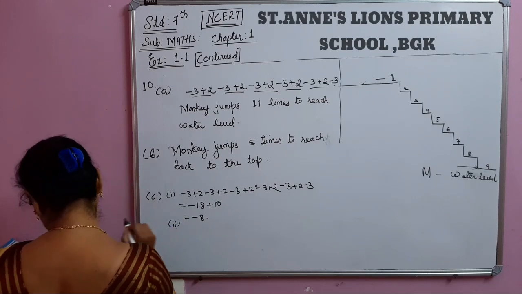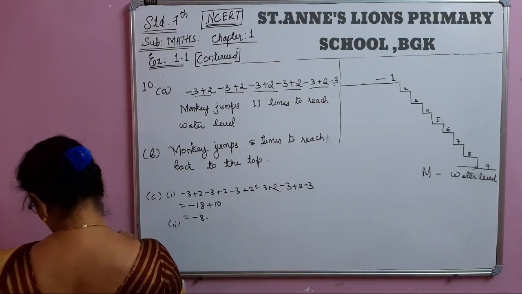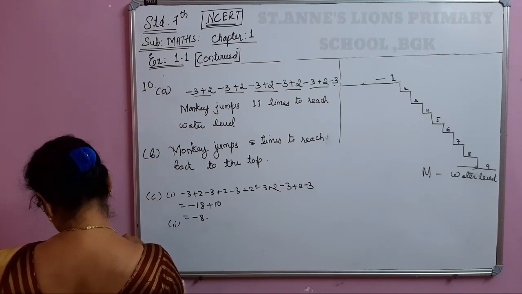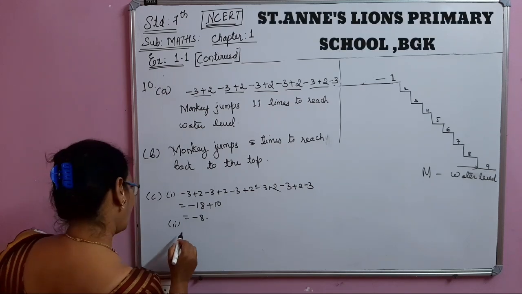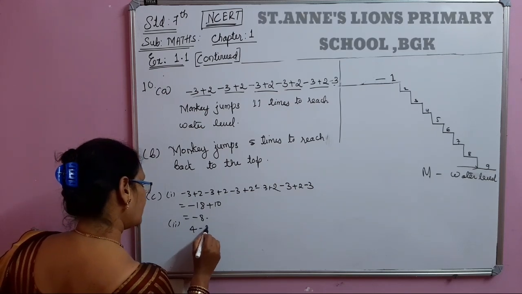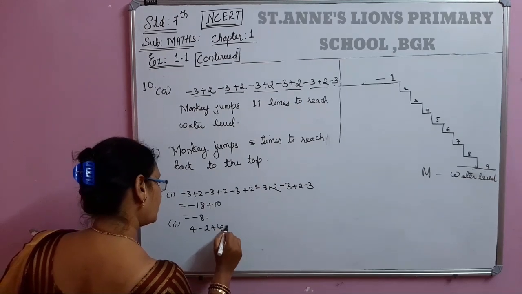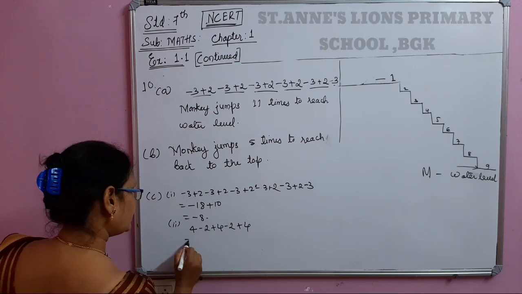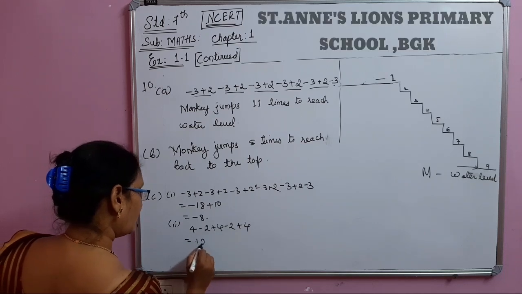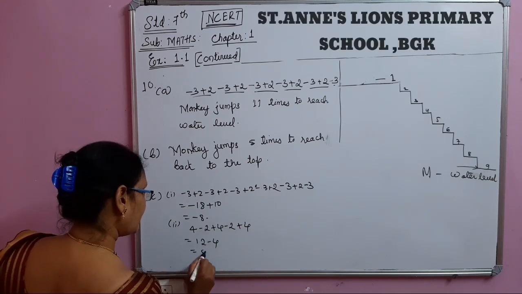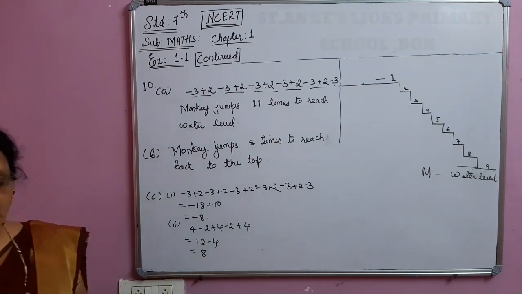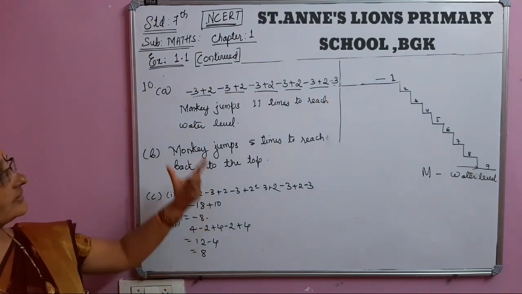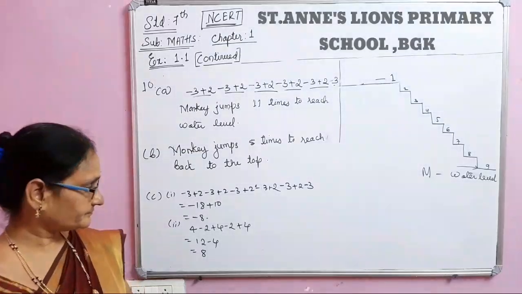Then in the same way we have to do for the next one, that is 4 minus 2 plus 4 minus 2 plus 4. Okay, here this is 12 minus 4, that is plus 8. Okay, this is the answer for the 10th problem.